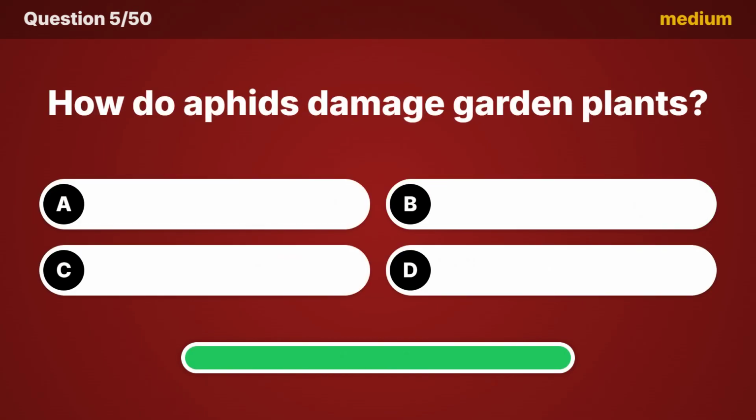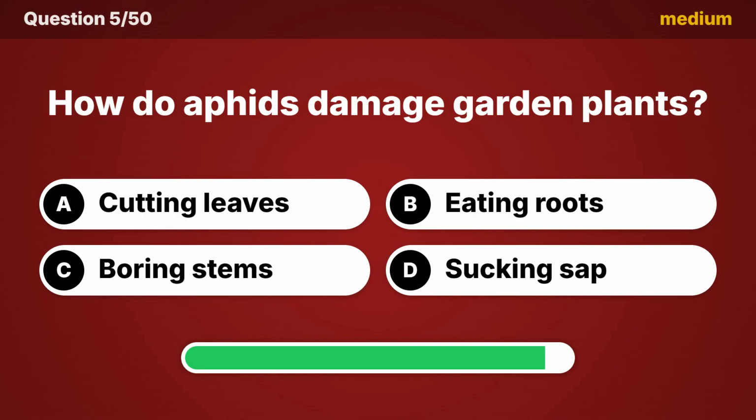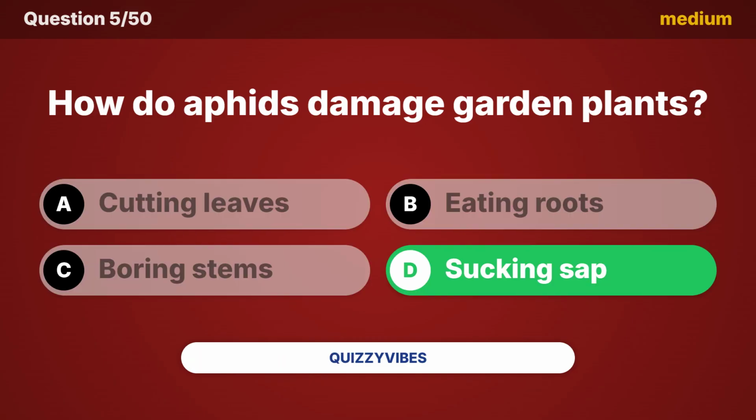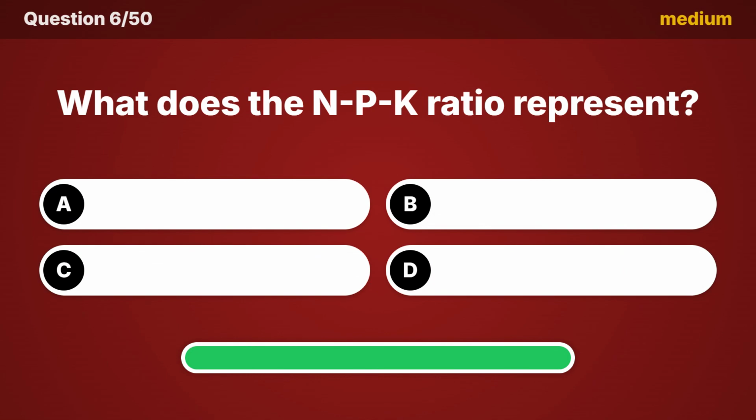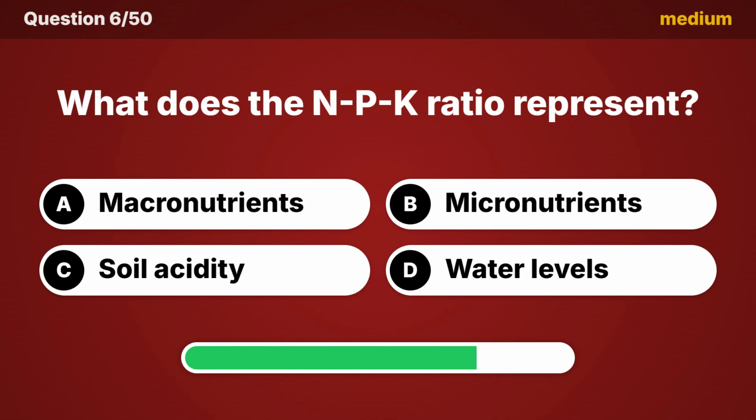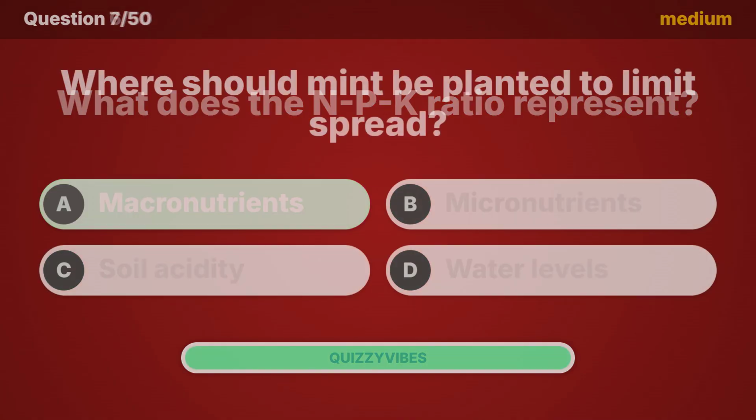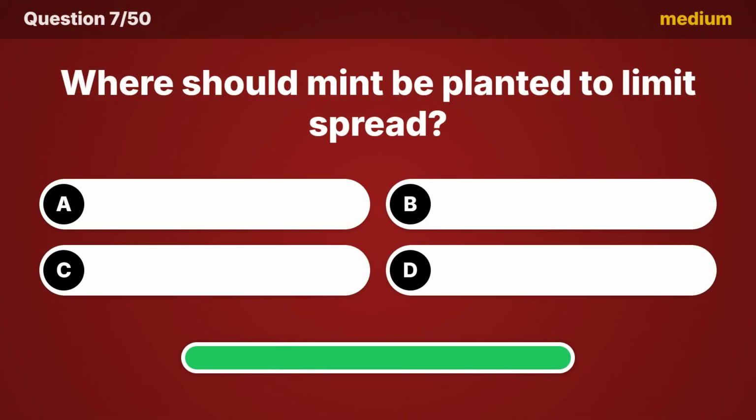How do aphids damage garden plants? Time's up, it's sucking sap. What does the NPK ratio represent? Answer, macronutrients. Where should mint be planted to limit spread?